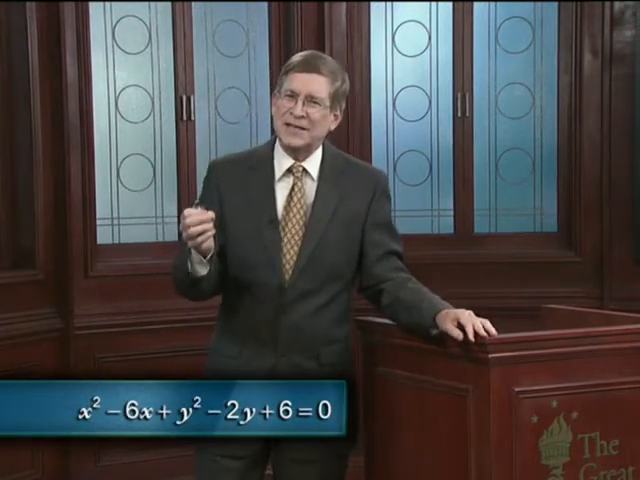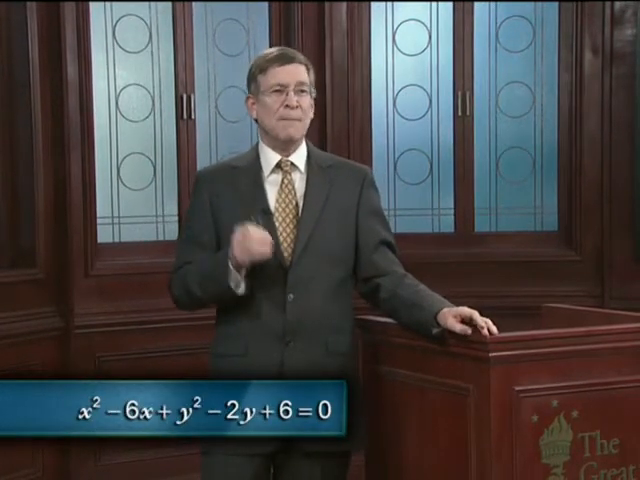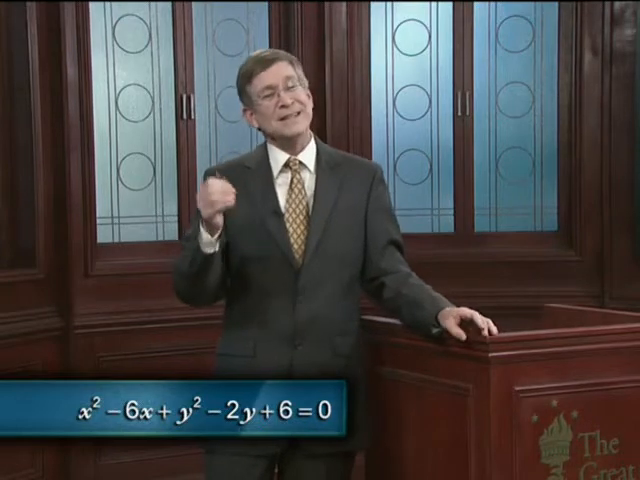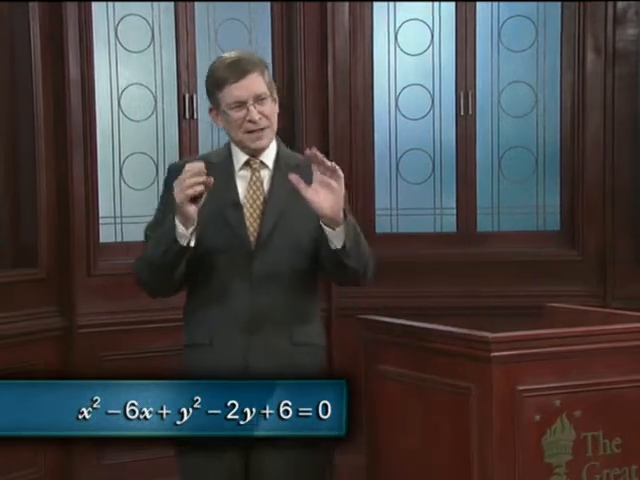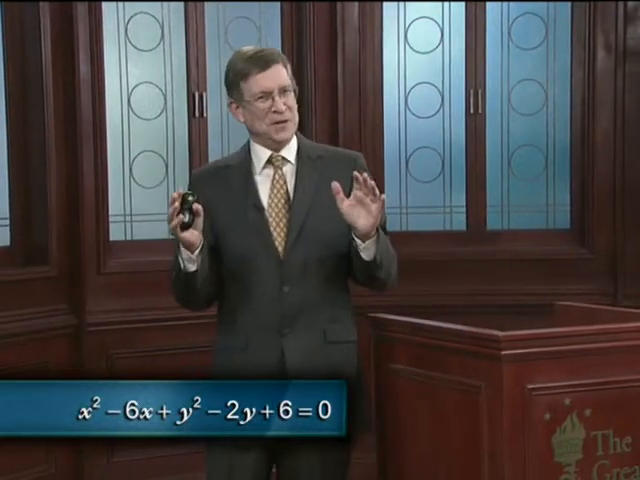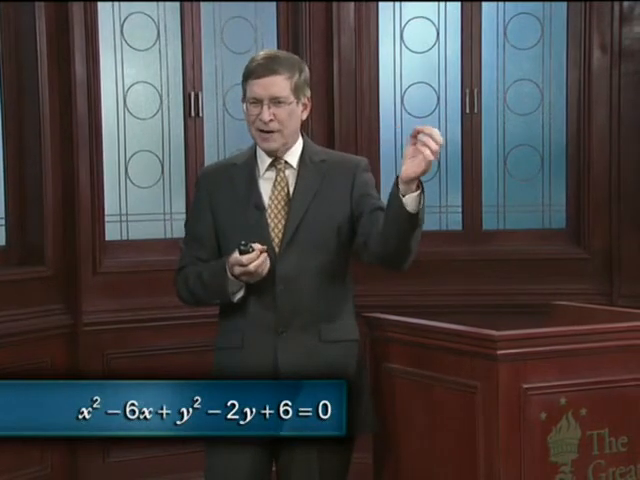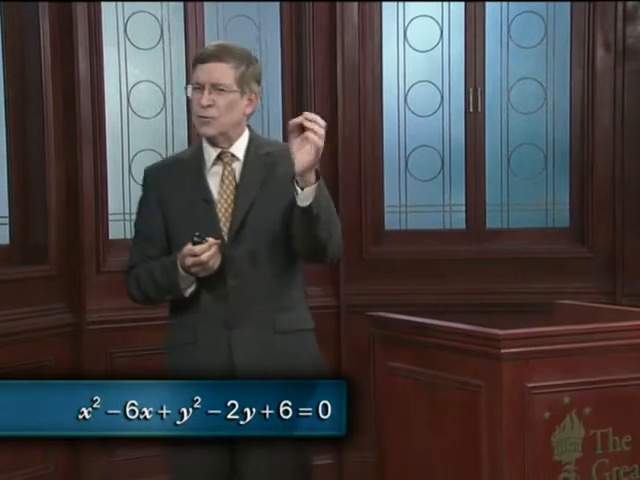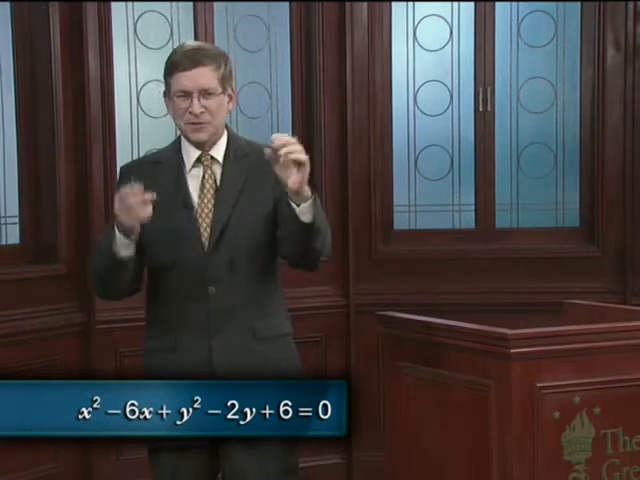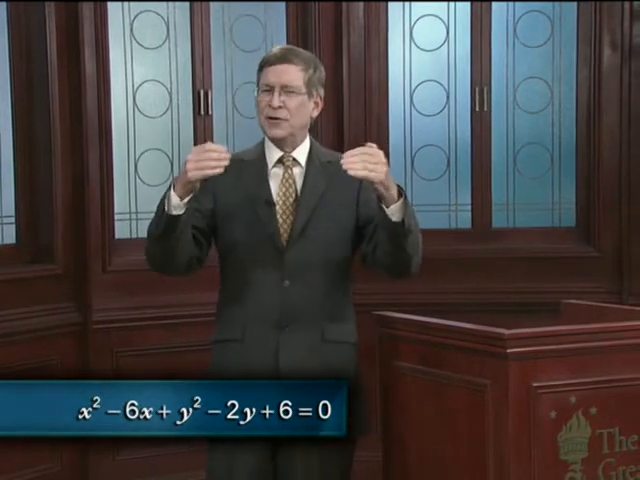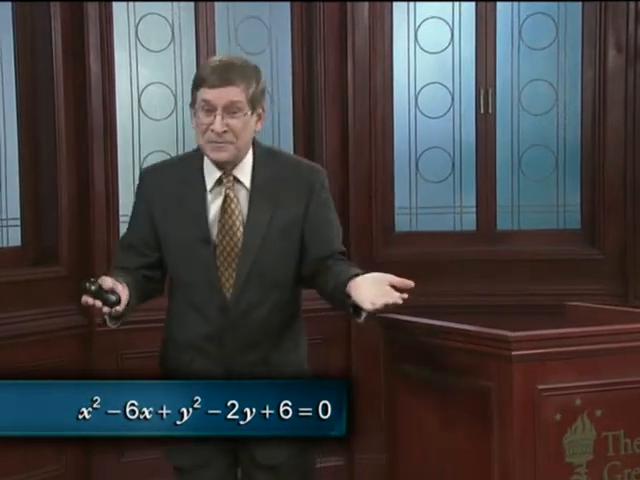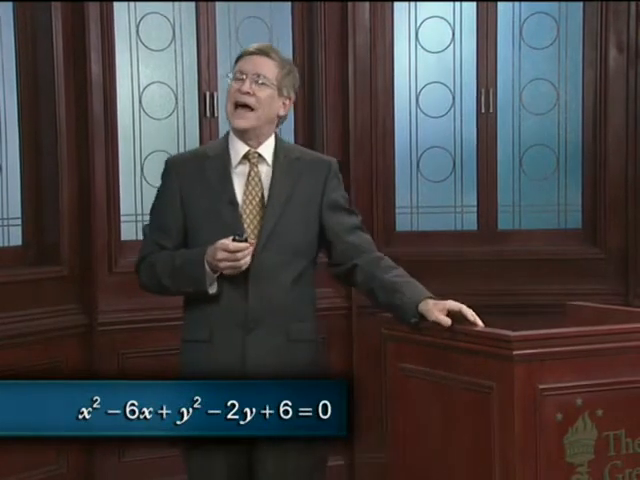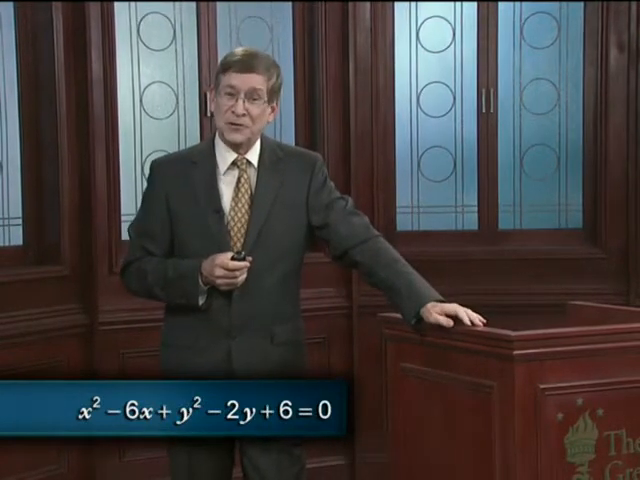Let's look at the equation x squared minus 6x plus y squared minus 2y plus 6 equals 0. This kind of looks like a polynomial, doesn't it? It's got some x squared and x terms, but it also has some y squared and y terms. It's kind of a polynomial in x and in y. And it turns out this is actually the equation of a circle. How are we going to show that?